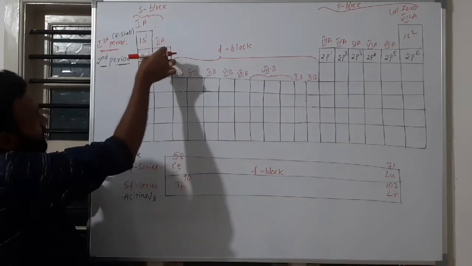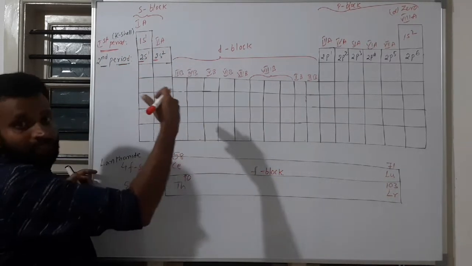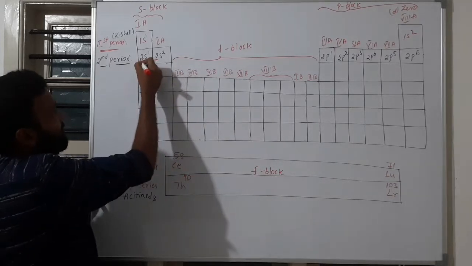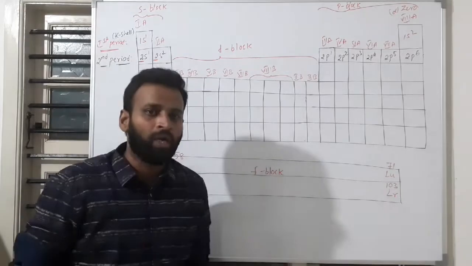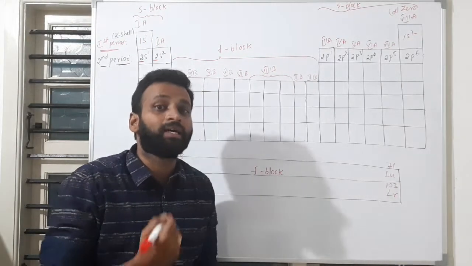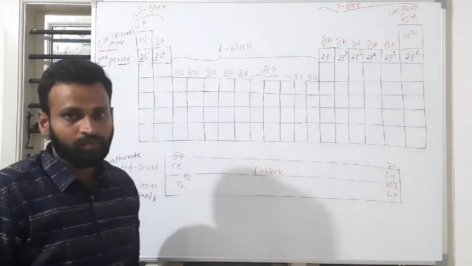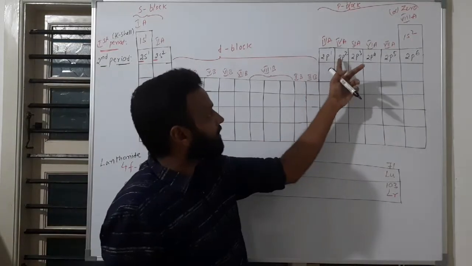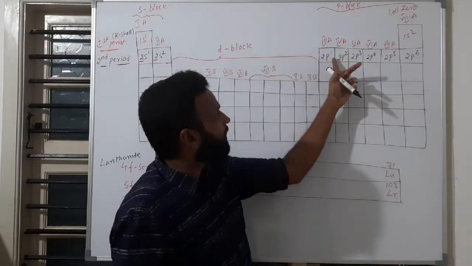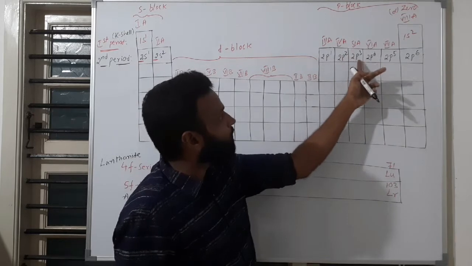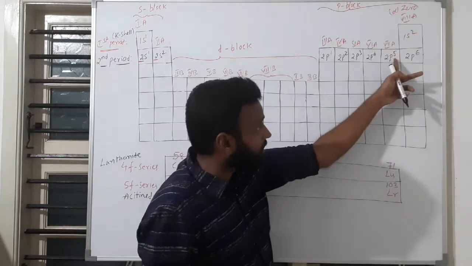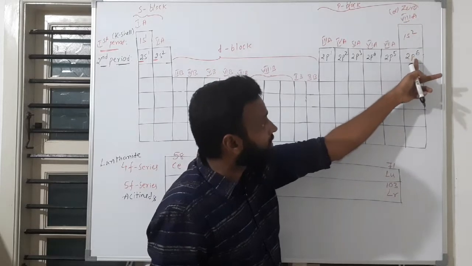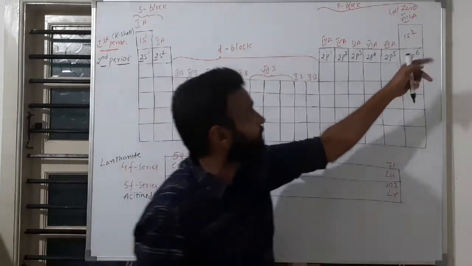Because in those elements, the last electron enters into the s subshell. Differentiating electron, I told you, means the last electron. Here the last electron enters into 2p1, 2p2, 2p3 here, and the last electron enters into 2p4 here. Here the last electron enters into 2p5, and here the last electron enters into 2p6.